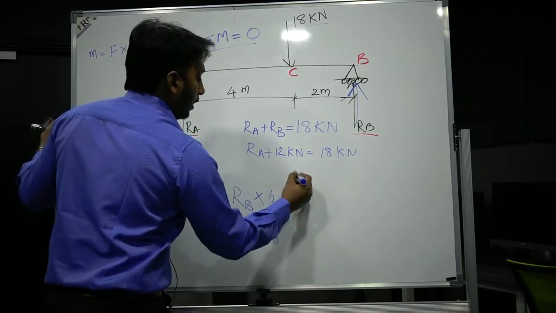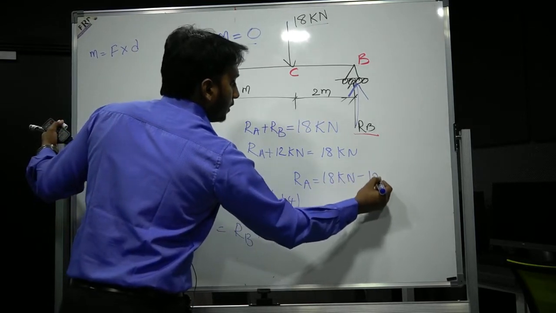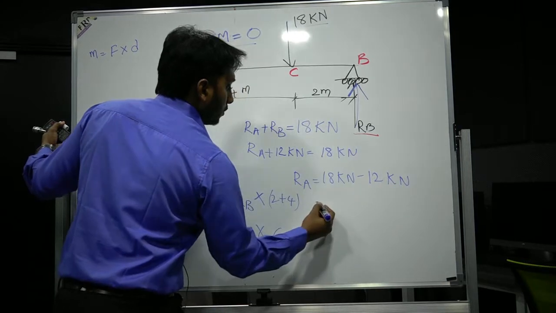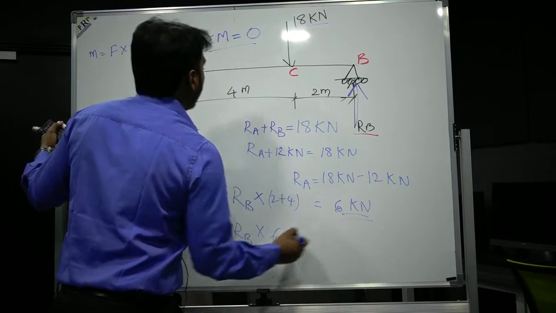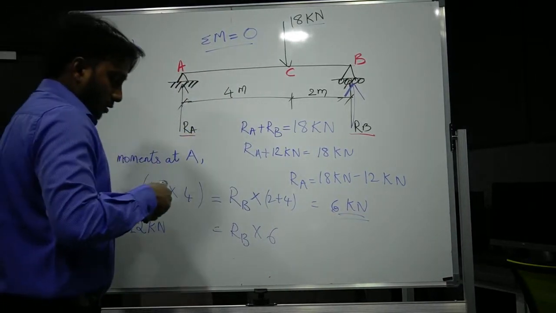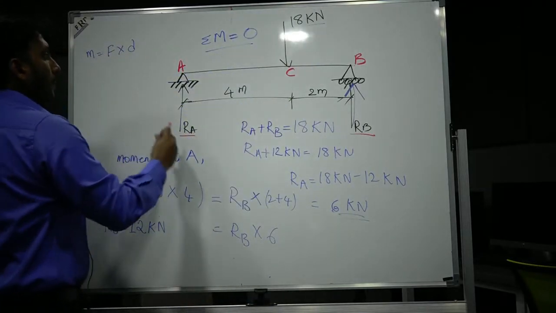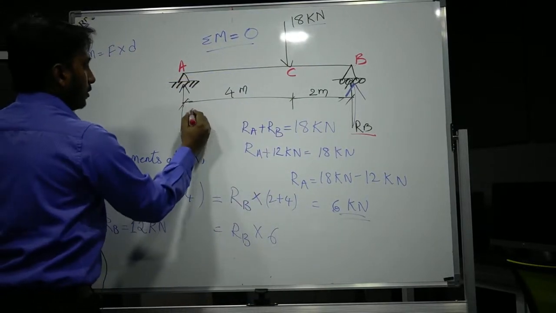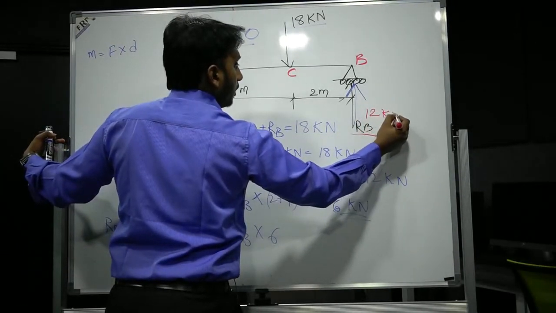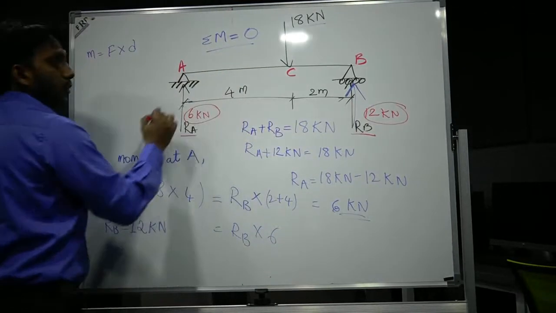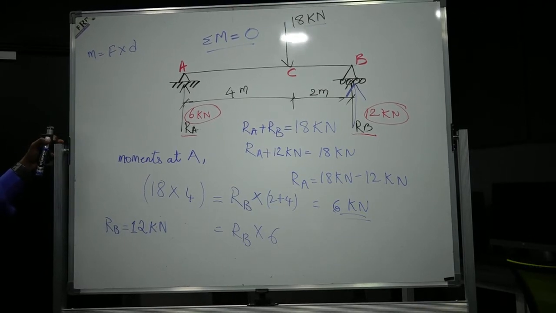So if I want to find RA, it will be 18 kilonewton minus 12 kilonewton. So 18 minus 12 is 6 kilonewton. So the reactions, if you are having a load of 18 kilonewton, RA is 6 kilonewton and RB is 12 kilonewton. So this is the way to solve for RA and RB.